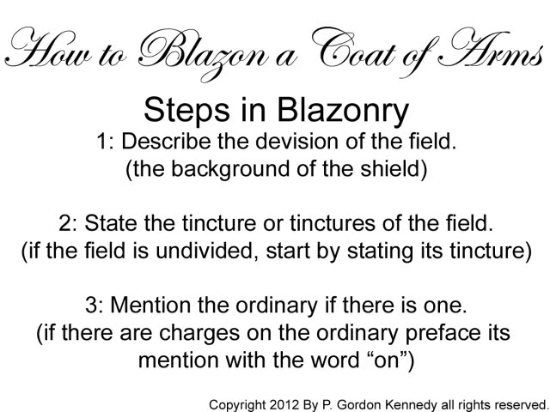Steps in Blazonry. The first step, describe the division of the field, the background of the shield. Step 2, state the tinctures or tincture of the field. If the field is undivided, start by stating its tincture. Mention the ordinary if there is one. If there are charges on the ordinary, preface its mention with the word on.